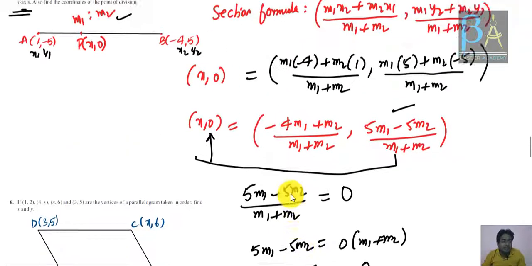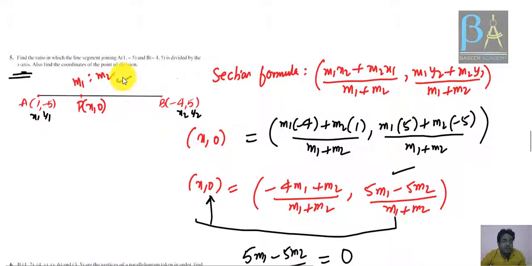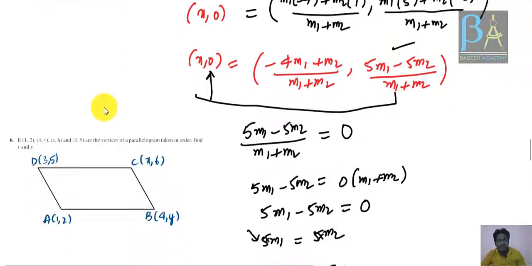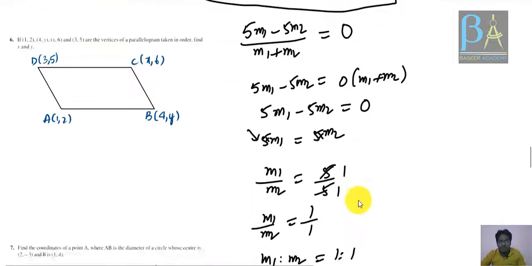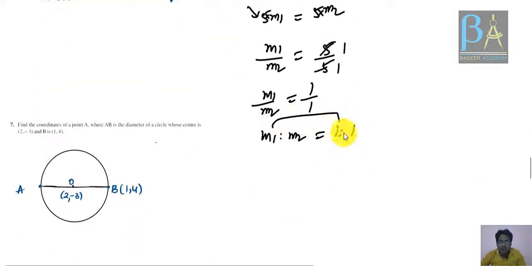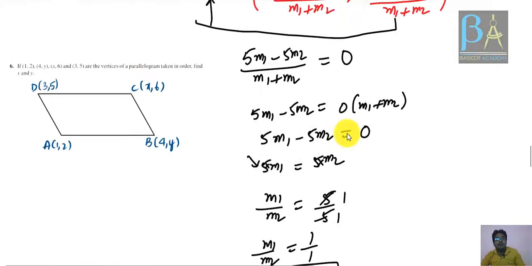Now that I got the ratio as 1 is to 1, it is easy for me to find out the value of x. How can I find out the value of x? Now you can compare the x coordinates. In place of m1 and m2, let us write 1 and 1. In place of m1, let us write 1. In place of m2, let us write 1.